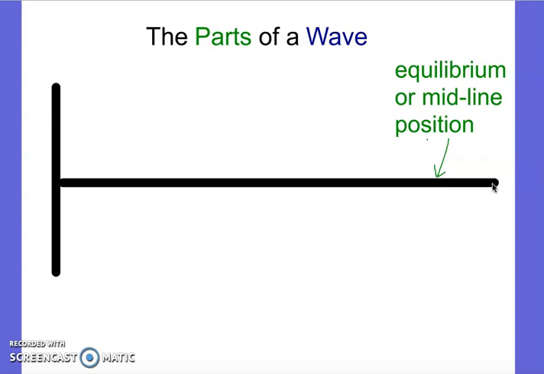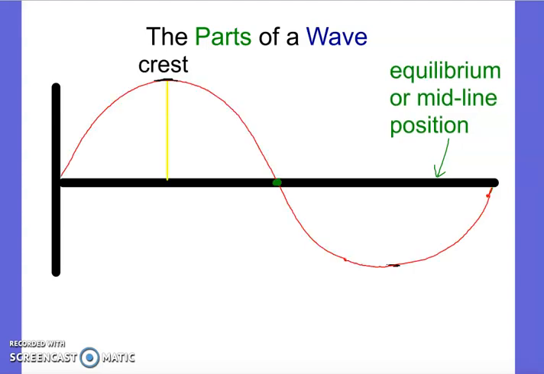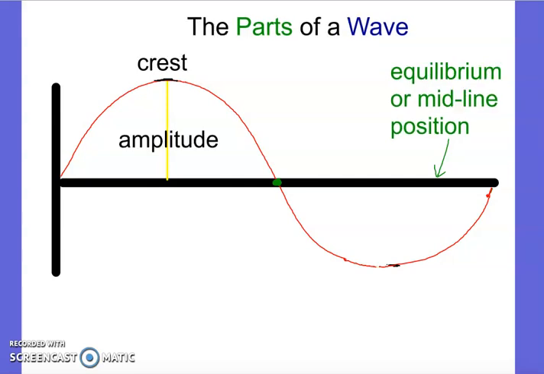So when there is no motion on a medium, we say that it's in equilibrium or in its midline position. Now once we have a wave going, we would call this distance here to the crest or highest point on the wave the amplitude. So again, the amplitude is the distance from equilibrium to that maximum vertical displacement here. In this case, we call that the crest.